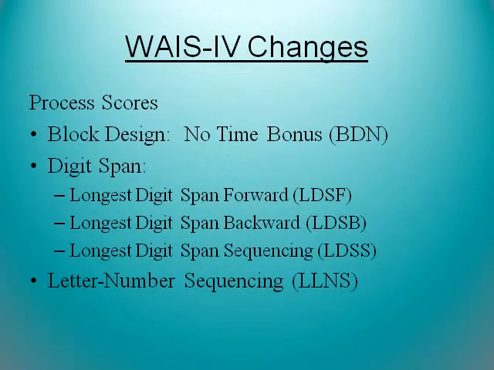So these are different changes and process scores. We're talking about the no time bonus, and when do you use a test that doesn't have a time bonus? Well, you would use that with people who have cerebral palsy or might be affected by the time, and you really just want a pure measure of their visual spatial ability with Block Design. Then you can use the Block Design No Time Bonus score. And that's also good for people who, say, have ADHD and you just want a pure look at their visual spatial ability.